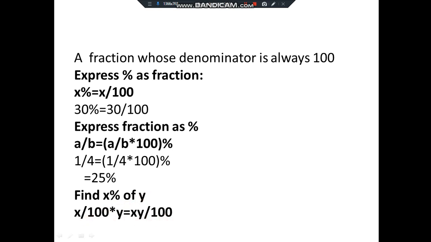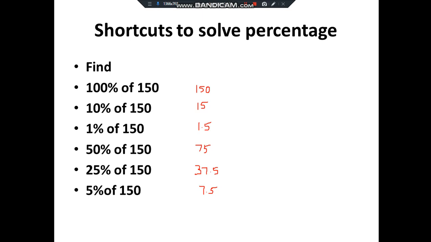Hope you understood. Now I will tell you how to solve the problems. First we have a basic method using the formula. If we have to find 100 percentage of 150, we do 100 by 100 into 150, or for 25 percentage of 150, we do 25 by 100 into 150. Then after the cancellation process, we'll find the answer. So I will give you a few shortcut methods to solve this kind of problems.